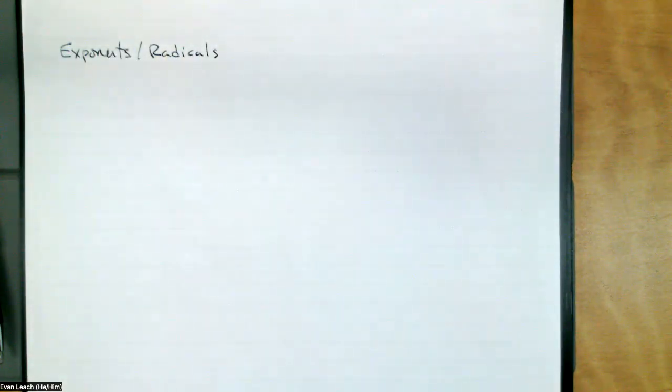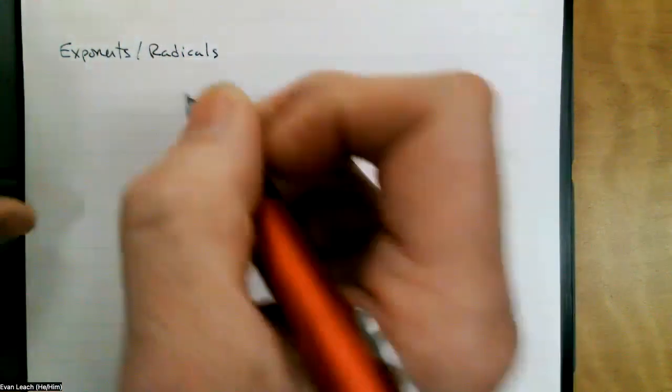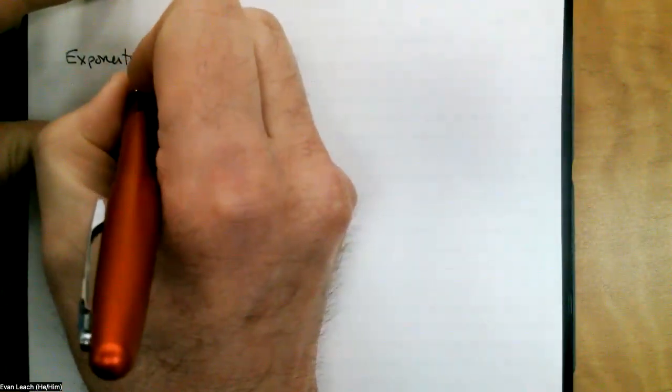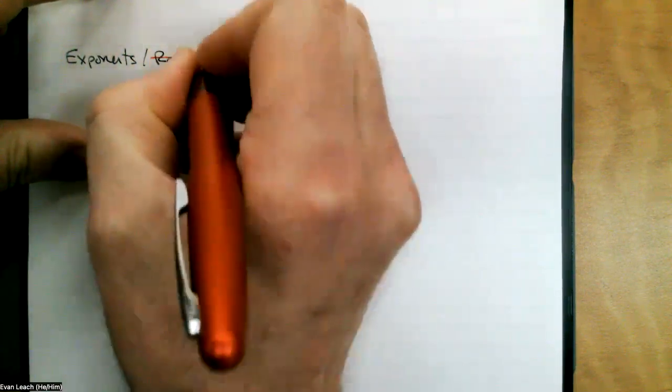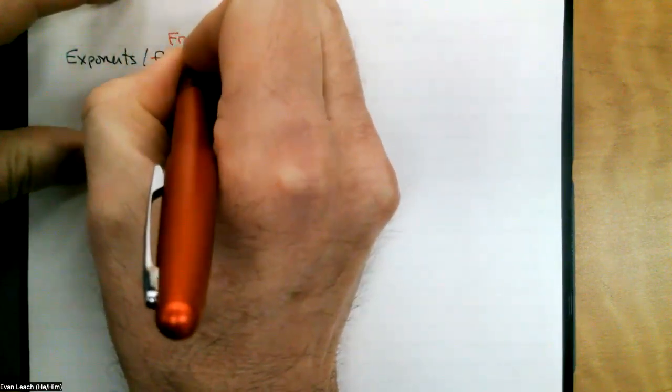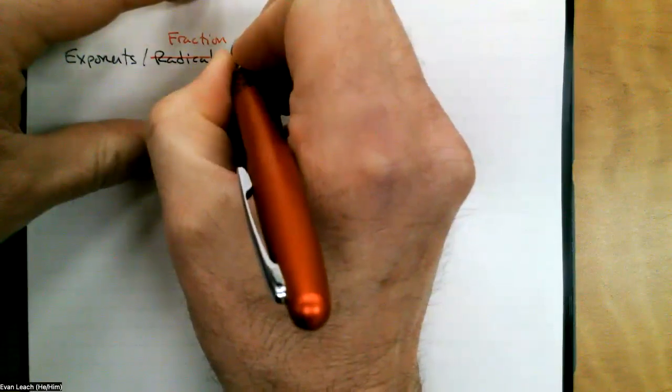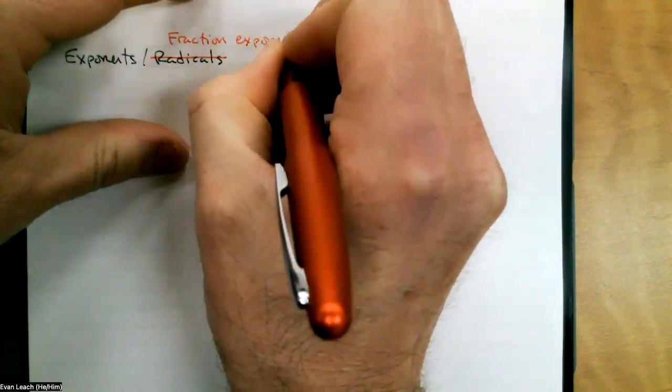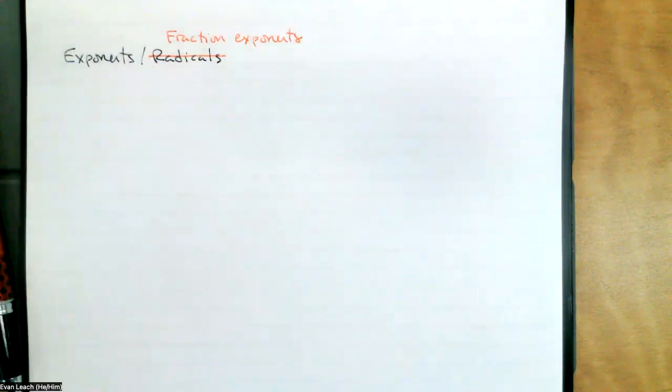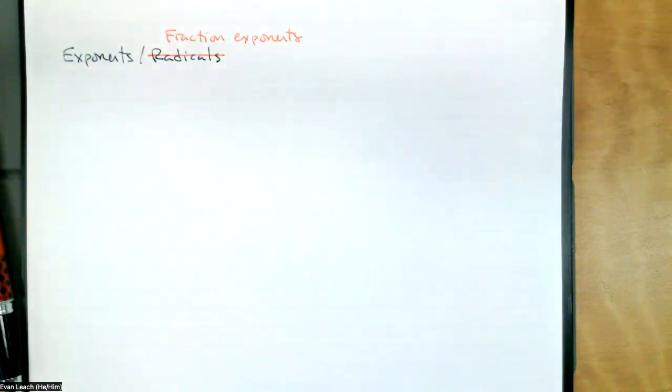Let's go to our next set of inverse operations. So exponents and then radicals. This is the point where we are unnecessarily complicating things. Radicals are just fraction exponents.